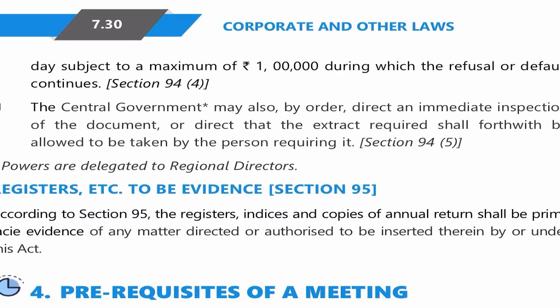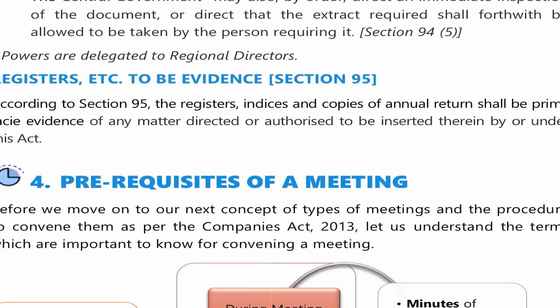Section 94. The central government may also, by order, direct an immediate inspection of the document or direct that the extract required shall forthwith be allowed to be taken by the person requiring it. Section 94: if they are not giving a copy of the register, whom do we go to? We go to the CG, remember. Powers are delegated to the RTC. Registers etc. to be evidence, Section 95.